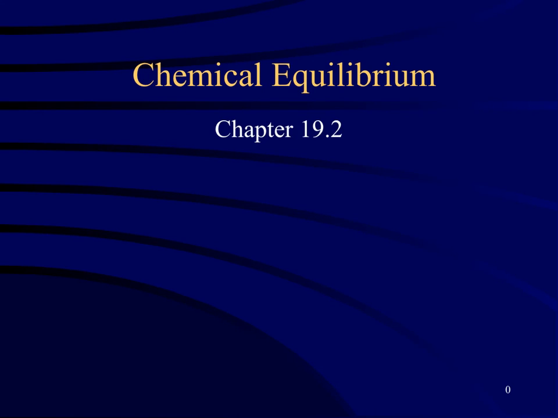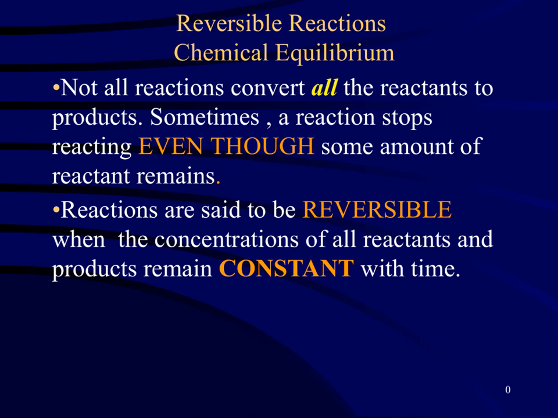Hi everyone, here we are on chapter 19.2, equilibrium. So equilibrium is based on what we call reversible reactions. In a reversible reaction, we are going to have what is called a double-headed arrow in the reaction. All of the reactions that we have learned so far only go in one direction, the forward reaction. Now with the double-headed arrow, it's going to show that it can go forwards and it can go backwards.